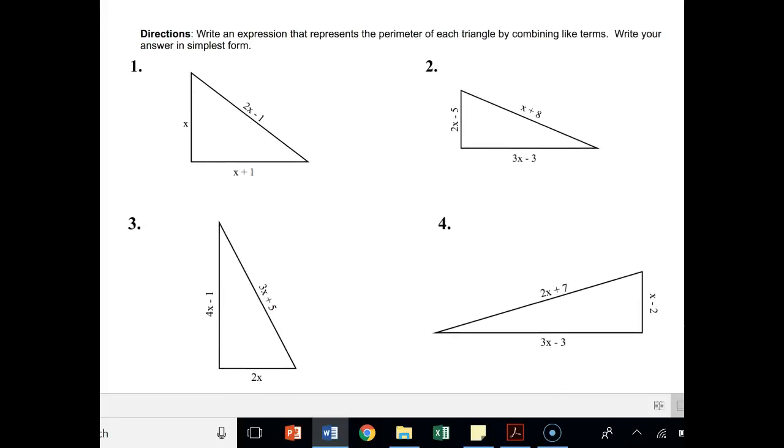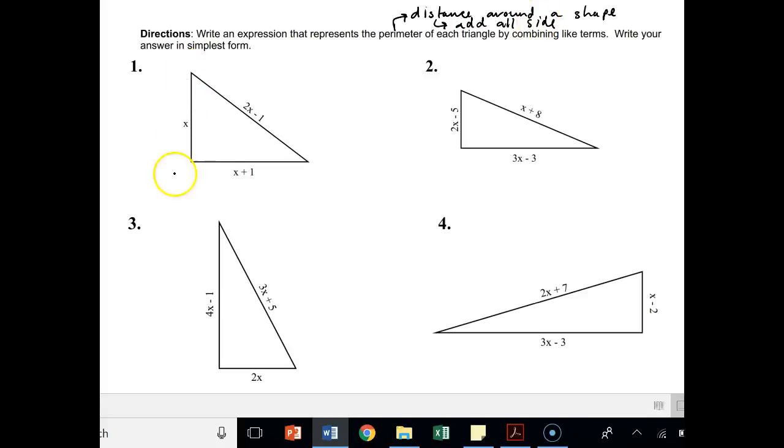And finally today, we're going to write an expression that represents the perimeter of each triangle, and then combine like terms and write it in simplest form. So perimeter is a geometric word that means the distance, write this down please, around a shape. So what we're going to do is basically add all sides.